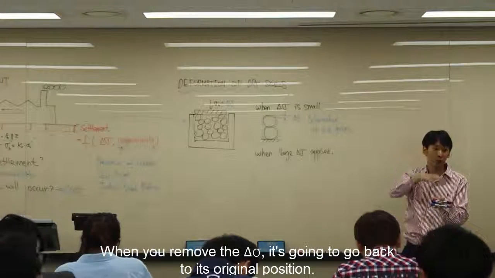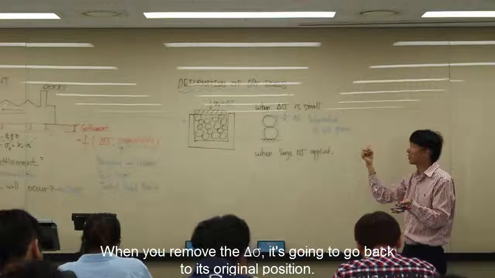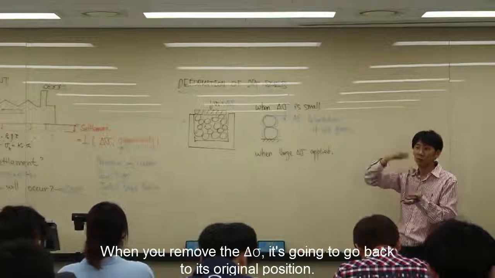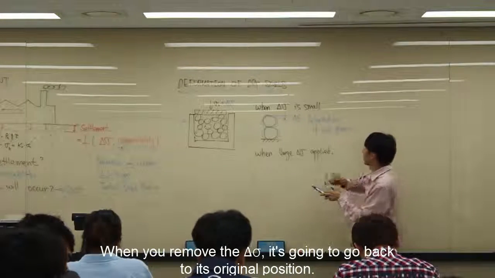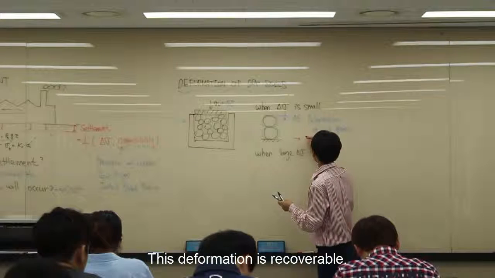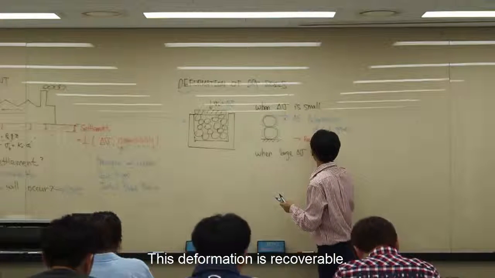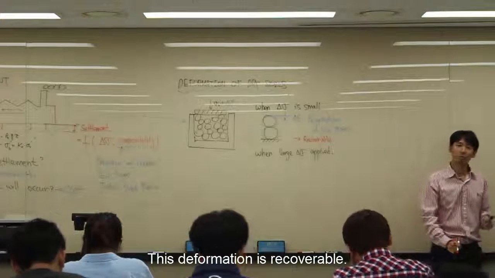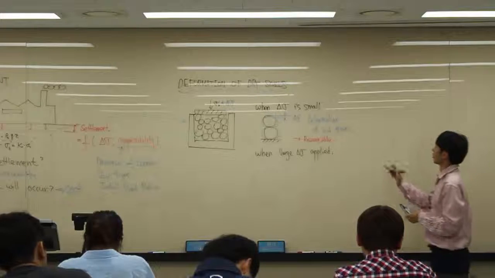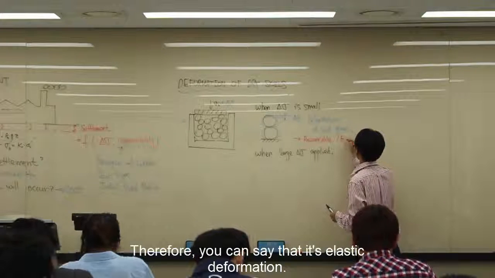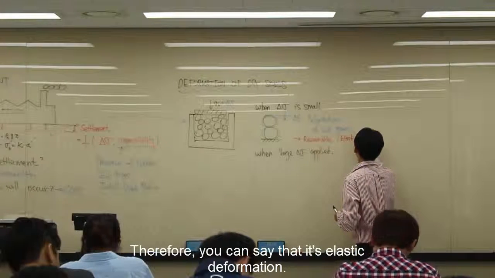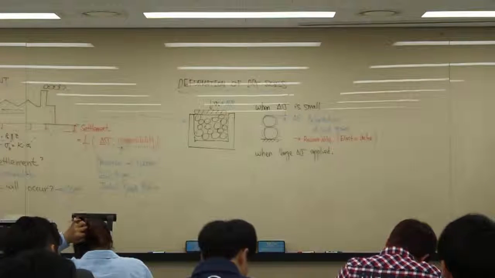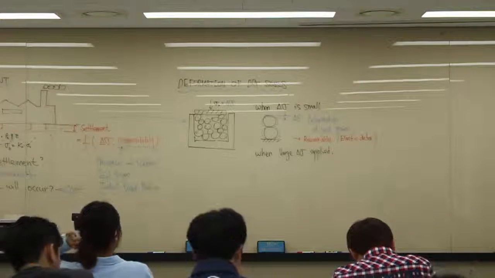So when you remove this delta sigma, what will happen? Then it's going to go back. Right? So this deformation is recoverable. So we can say that it's elastic deformation. We can go back to the original position.